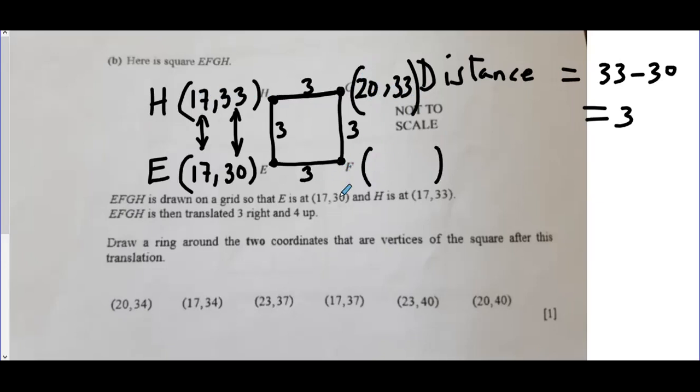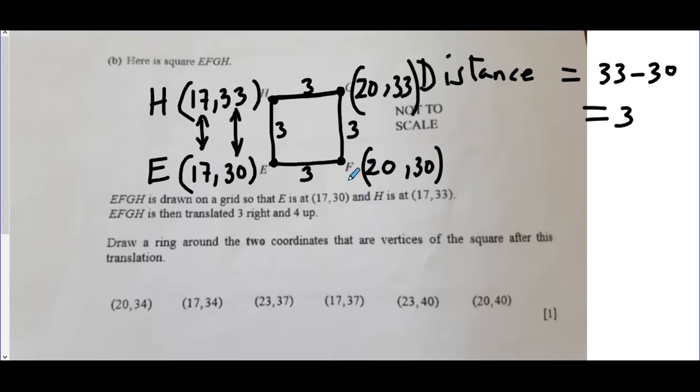You can try pausing this video and try to figure out what will be the coordinates of F. But let us continue. The coordinates of F will be the same, as the value of Y will be the same. The value of Y will be 30. The value of Y here will be the same 30, but the value of X will be 17, add 3, this will be 20. This will be 20,30, okay?